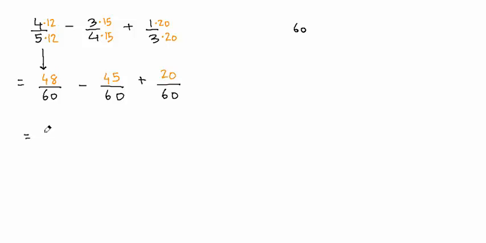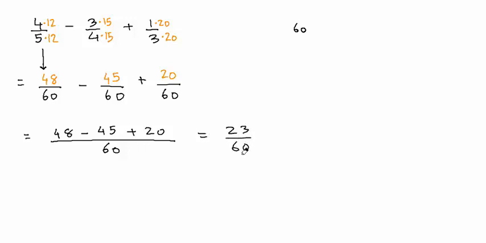And now that we have all three fractions on the same denominator, the rest is easy. The common denominator is 60. Add or subtract the numerators. 48 minus 45 plus 20, which is equal to 23 over 60. And that cannot be simplified. Therefore, this becomes your final answer.